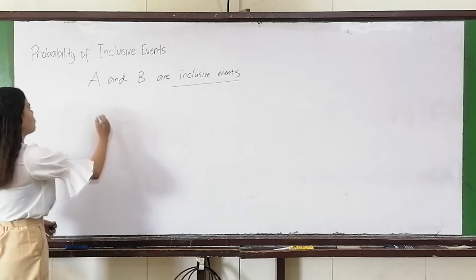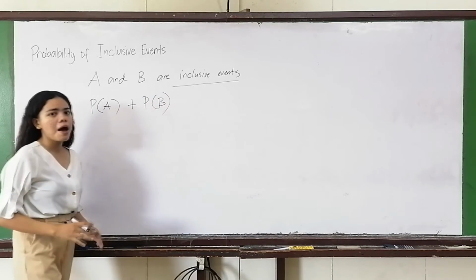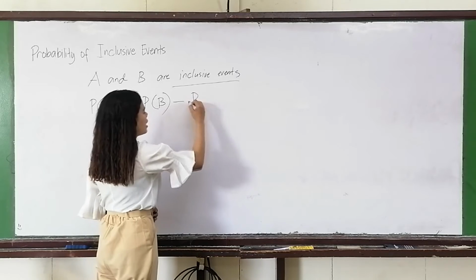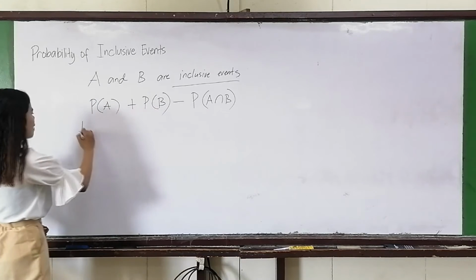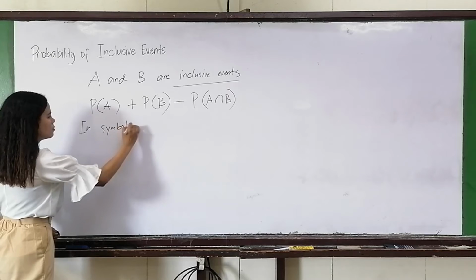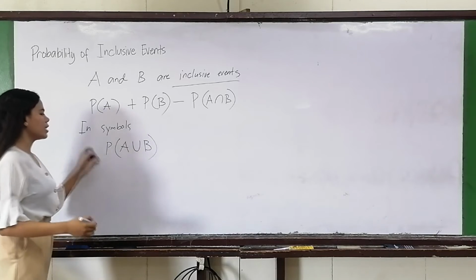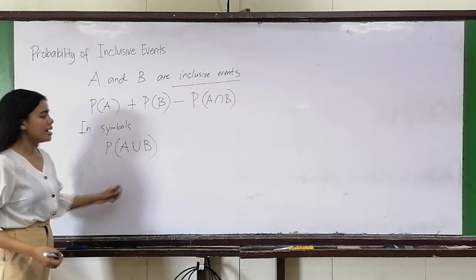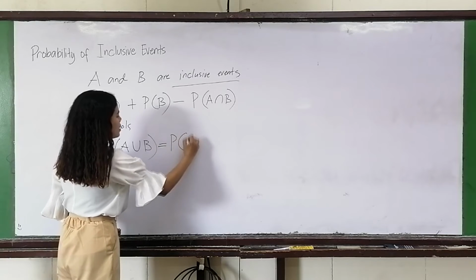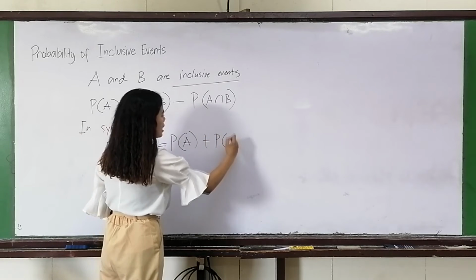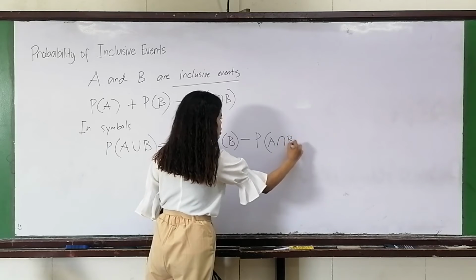is equal to the probability of A plus the probability of B minus the probability of their intersection, A intersection B. In symbols, you have the probability of A union B, or the probability of A or B, given that A and B are inclusive events, is equal to P of A plus P of B minus P of A intersection B.